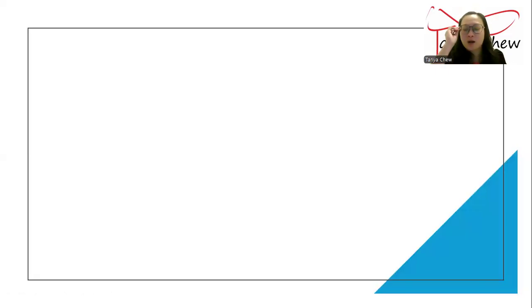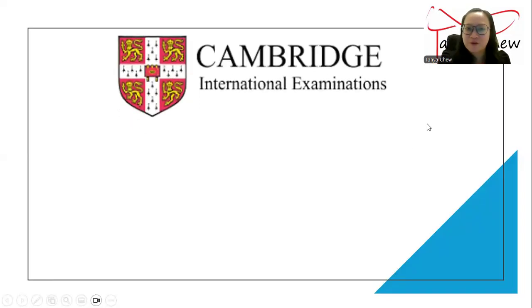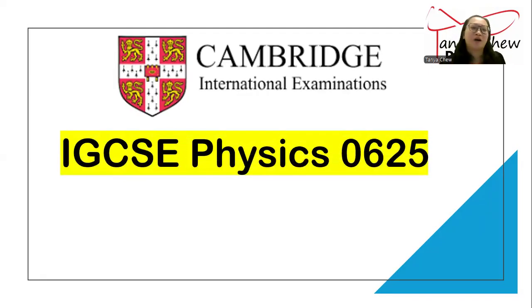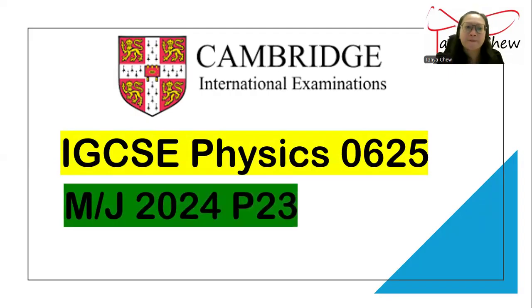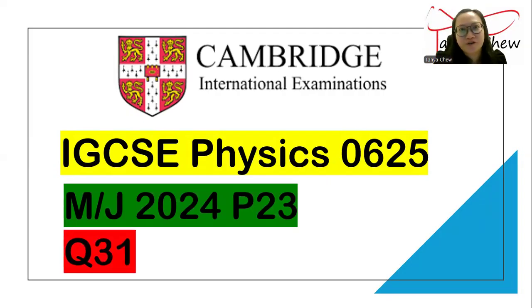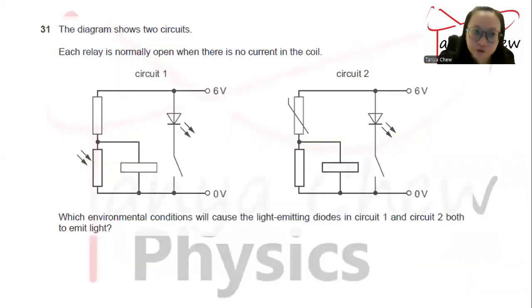In this video, I am going to focus on one particular question that came out in Cambridge International Examinations, which is your IGCSE Physics with code 0625, May June 2024, paper 23, third variant, question number 31. A lot of confusion on question number 31. Let me explain in a more detailed manner. So this is question 31.